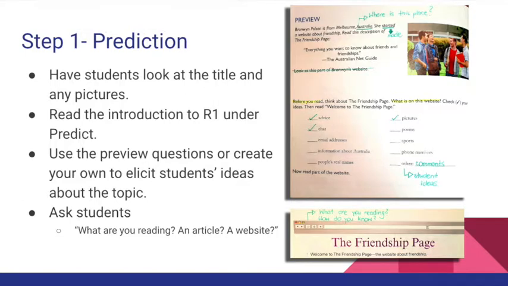The first step is prediction. Use the title, pictures, and introduction to start students thinking about the topic. What do they already know about this? What do they predict will be included? You can use either the book's preview section or create your own questions.